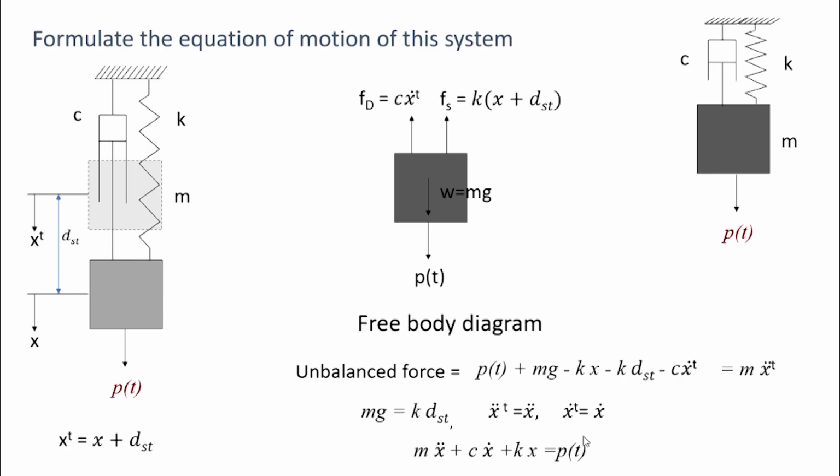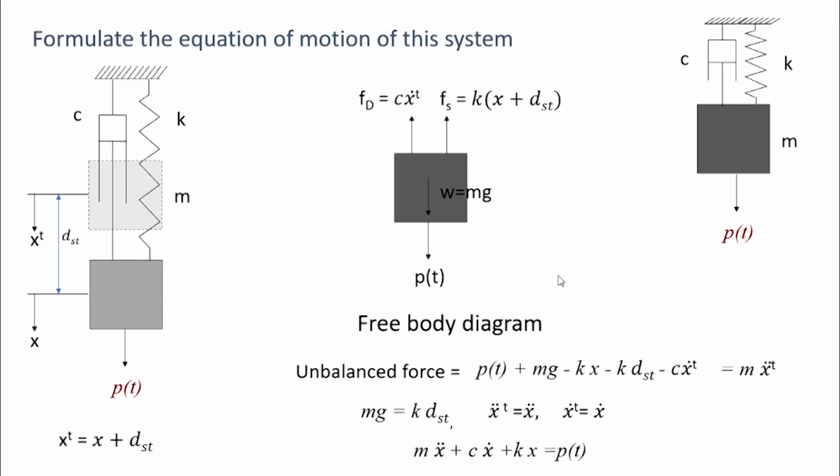If you look at this equation of motion, this is in terms of x and its derivatives. That means x is the displacement of this mass relative to its static equilibrium position. So if you write the equation of motion relative to the static equilibrium position, we will not have any weight term in the equation of motion.